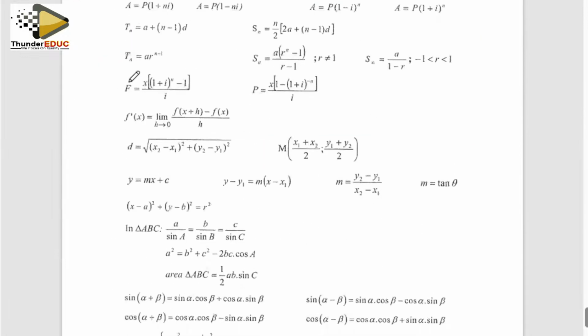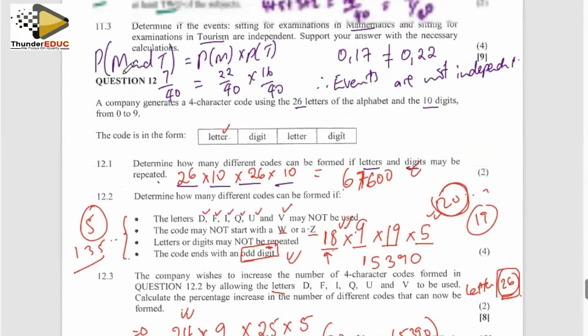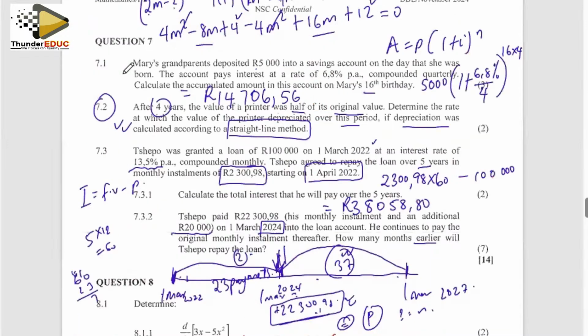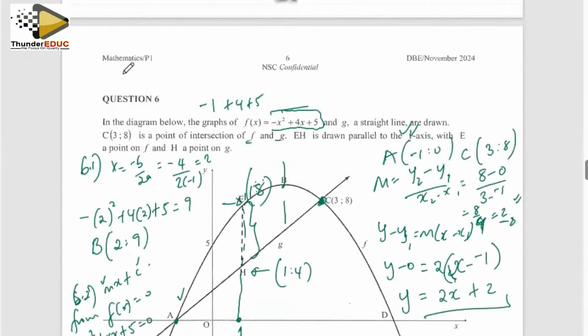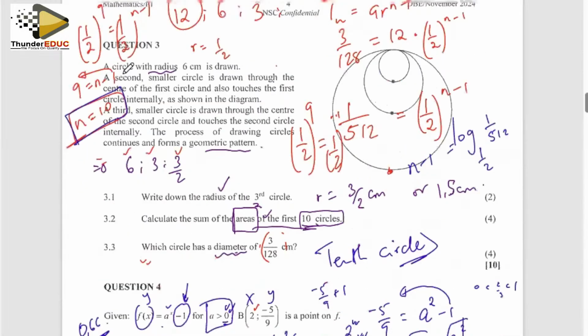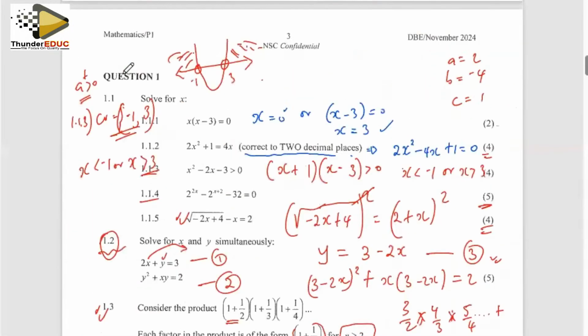So guys, that brings us to the end of this paper. Remember, this is just the proposed memorandum. The actual memorandum is going to come out maybe June next year, okay, to be official.